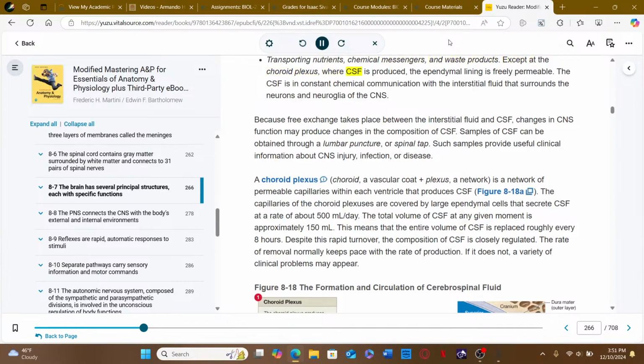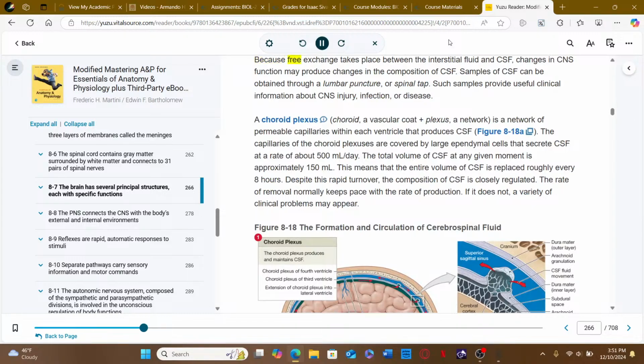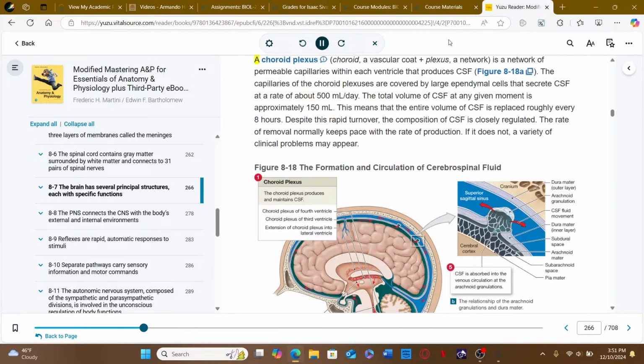Transporting nutrients, chemical messengers, and waste products. Except at the choroid plexus, where CSF is produced, the ependymal lining is freely permeable. The CSF is in constant chemical communication with the interstitial fluid that surrounds the neurons and neuroglia of the CNS. Because free exchange takes place between the interstitial fluid and CSF, changes in CNS function may produce changes in the composition of CSF. Samples of CSF can be obtained through a lumbar puncture, or spinal tap. Such samples provide useful clinical information about CNS injury, infection, or disease.